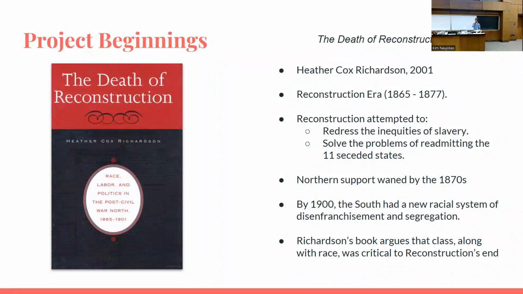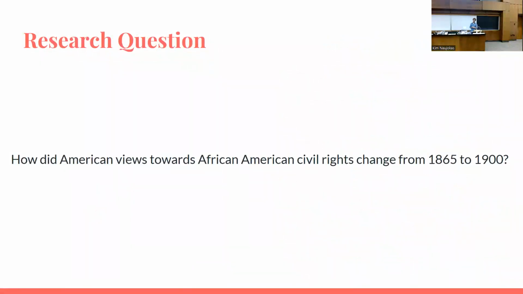This is just one of many theories for the ending of the era, but it's a solid one that we are going to pursue in our research. So when we put these two texts together, we get this research question here: How did American views towards African-American civil rights change from 1865 to 1900? And we are going to take a computer vision approach to answering this problem.